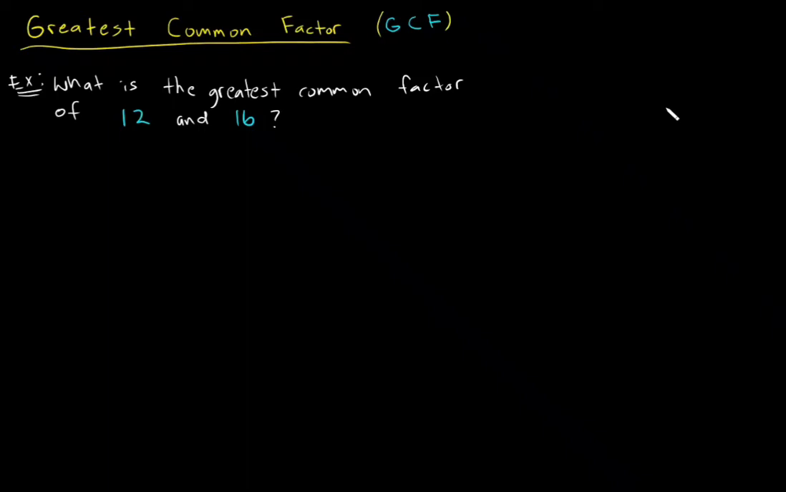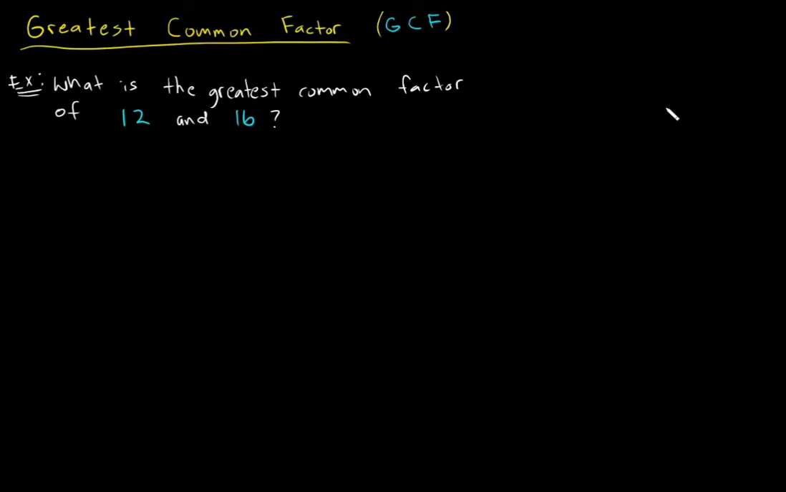If you don't know what a factor is, I recommend watching the previous video that talks about factors. Basically, a factor is a number that can divide a number without giving you a remainder. So you need to know how to do that before you can find the greatest common factor. So let's look at this example.